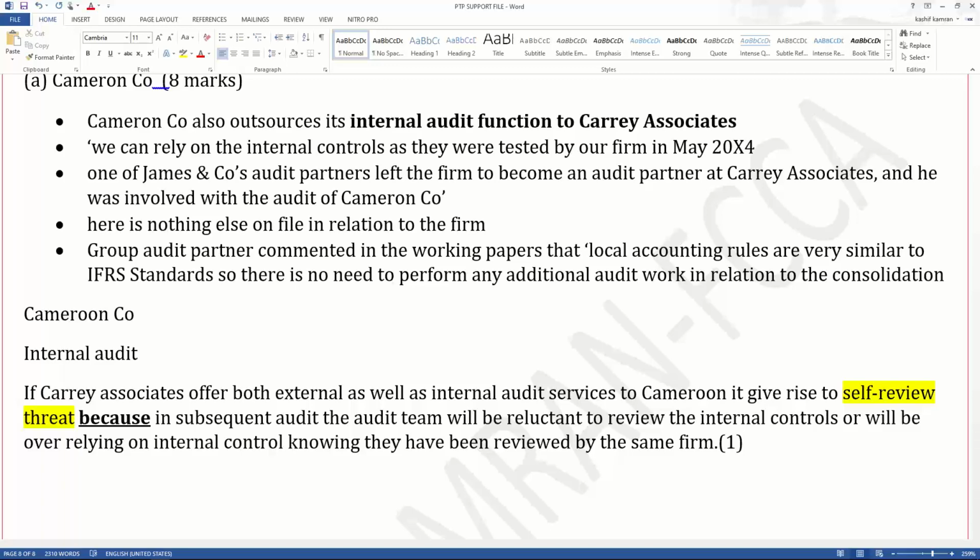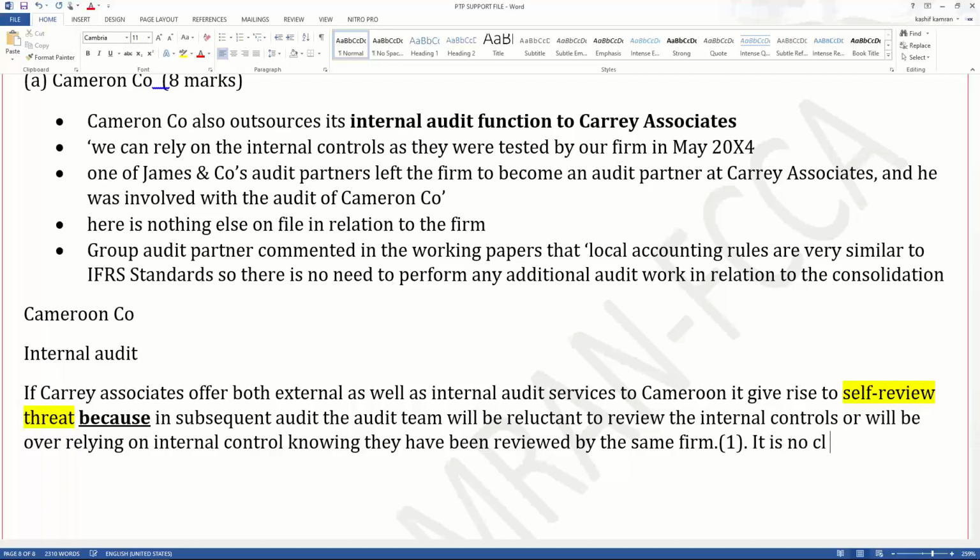Then the second problem in the same situation, internal audit: we were performing this post issuance, right? This was post issuance, when the report has been issued. The question was not telling us whether they have used different teams for internal audit or different teams for external audit. The question was silent on that. So we can tell the examiner it is not clear.